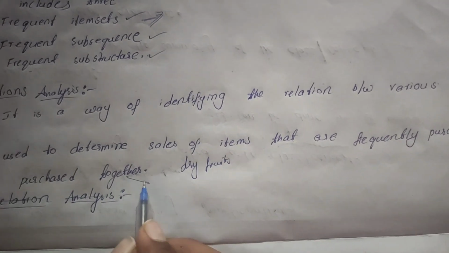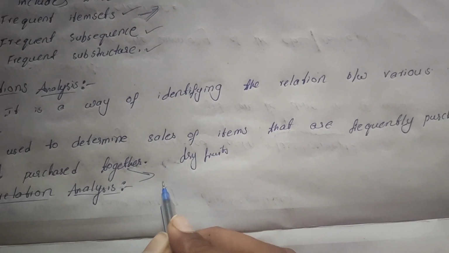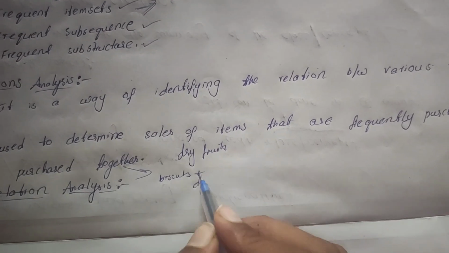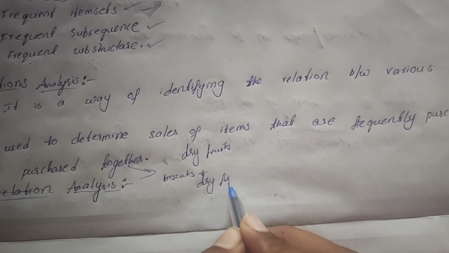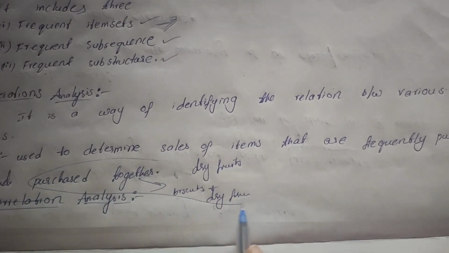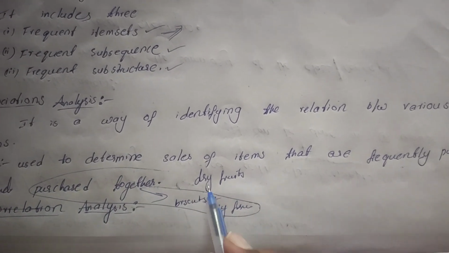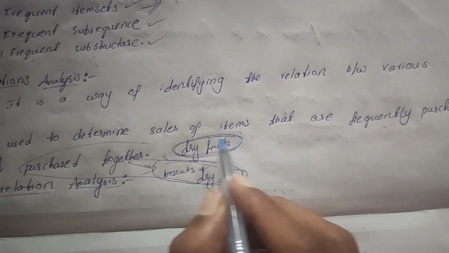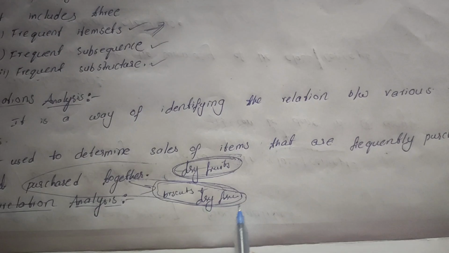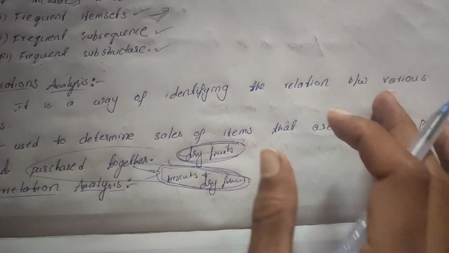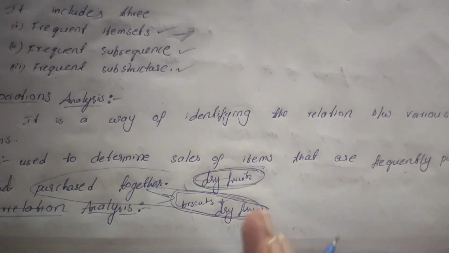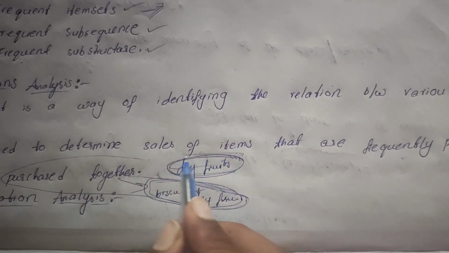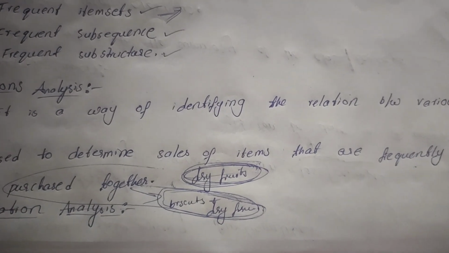And purchased together, biscuits plus dry foods. These are all purchased frequently, and frequently purchased is dry foods. These frequently purchased and purchased together items, we will identify the relation between these items. By using this analysis, we can call it association analysis.